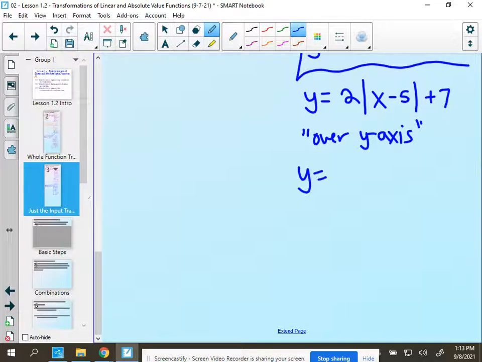Y equals 2 absolute value. Oh, here we go. I'm coming up to the x. Let's isolate it. Let's write a -1. We're going to multiply that by the x. It's isolated minus 5 absolute value plus 7, right? So I essentially copy the original. Everything's identical except I attached a -1 to the x.